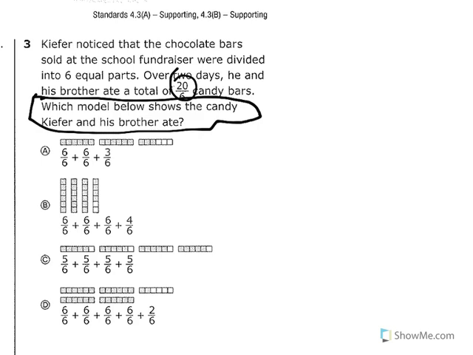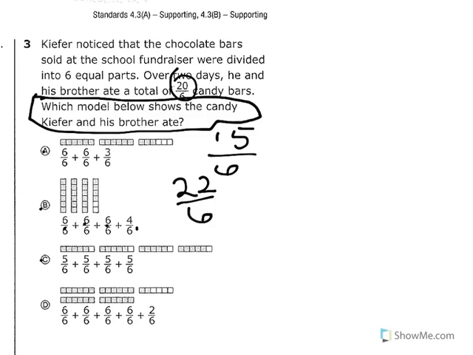Let's go ahead and work out each one of these answer choices right here. Answer choice A, we have 6/6 plus 6/6 plus 3/6. 6 plus 6 is 12, plus another 3 would be 15. So that one says 15/6. Okay, answer choice B shows 6/6 plus 6/6 plus 6/6 plus 4/6. 6 times 3 is 18, plus another 4 would be 22. So that shows 22/6. That's kind of close.